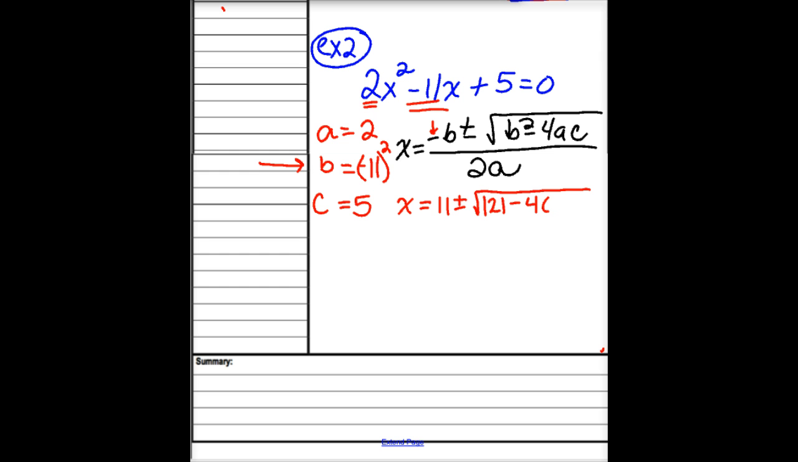Minus 4 times A times C. Use parentheses, not dots, because they start to look like negatives. 4 times A is a 2. Sorry about that. 4 times A times C, all over 2 times A. So notice I have put A in here and here.